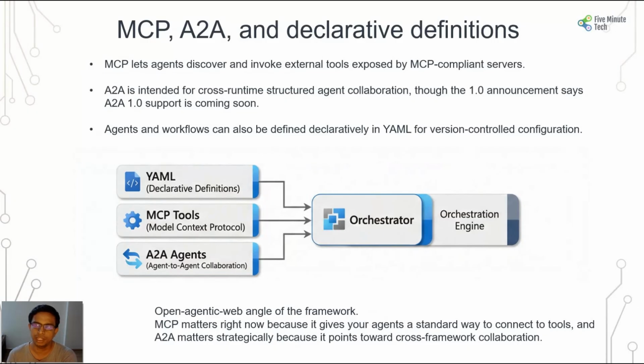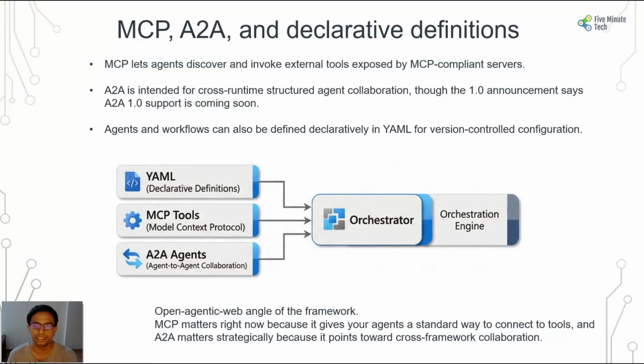Now MCP, A2A and declarative definitions are also part of how Microsoft Agent Framework works. MCP lets agents discover and invoke external tools exposed by MCP-compliant servers. A2A, agent to agent, is intended for cross-runtime structured agent collaboration. Though the version 1.0 announcement of Microsoft Agent Framework says A2A 1.0 support is coming soon, it is not yet there. Agents and workflows can also be defined declaratively in YAML for version-controlled configuration.